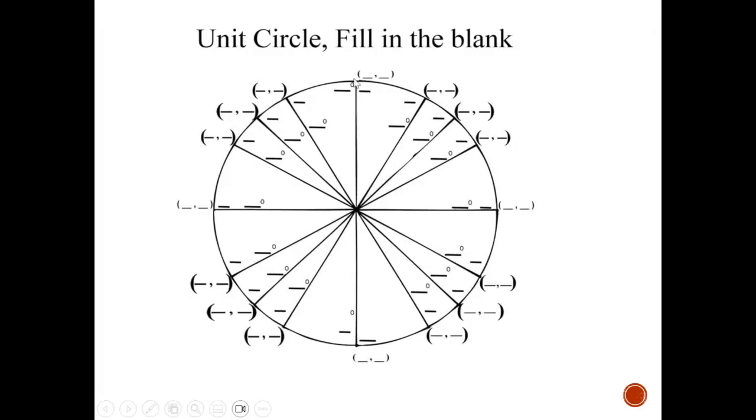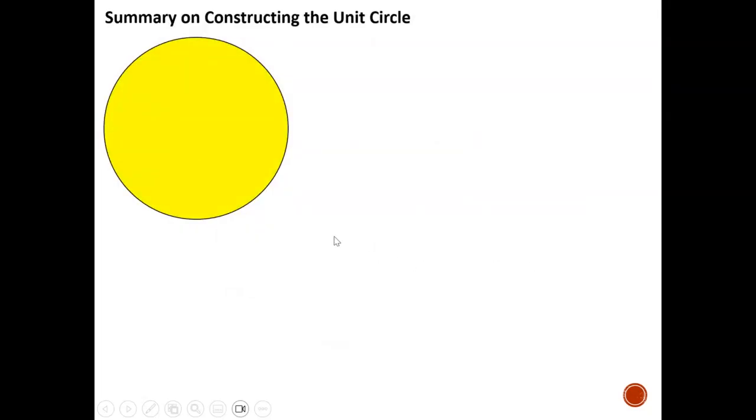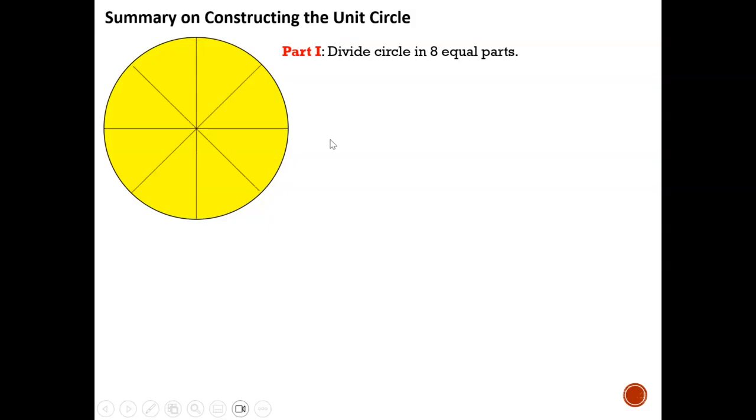Anyway, here's a copy of a unit circle, and here's a summary on how to construct it. I'm going to do it in 2 parts, and then at the end we'll put them together. In the first part, there are 3 things you have to find for each part: radians, degrees, and the point. For the first part, we're going to cut the circle into 8 equal parts. Here's my starting point, and it goes counterclockwise, so we start with 0.